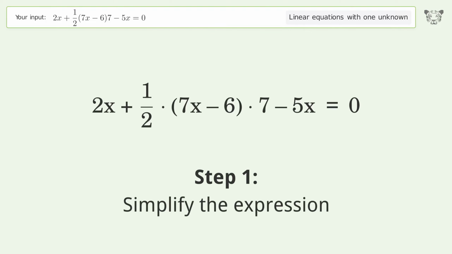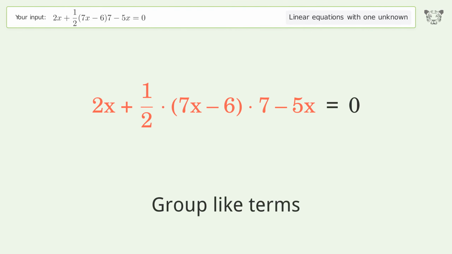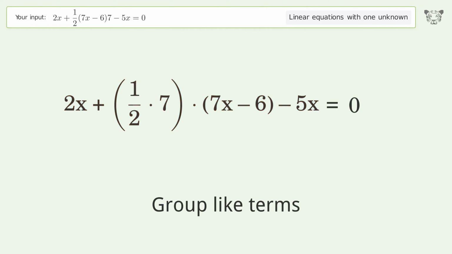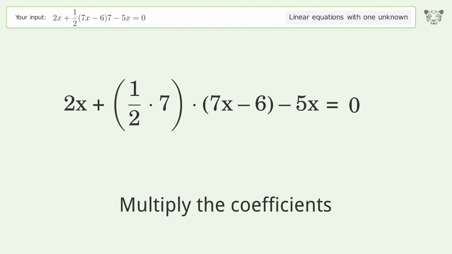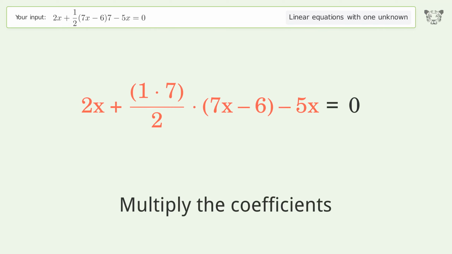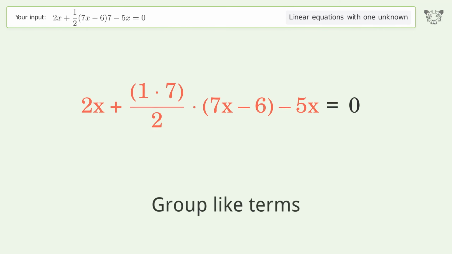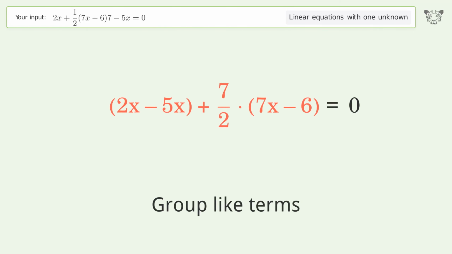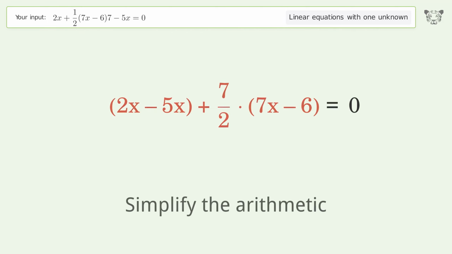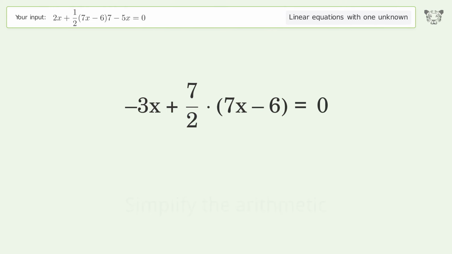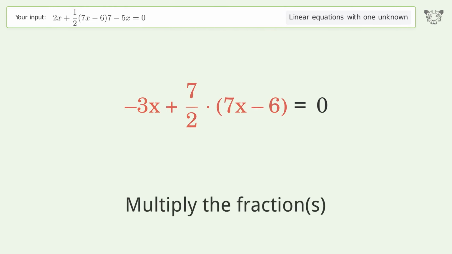Simplify the expression. Group like terms. Multiply the coefficients. Group like terms. Simplify the arithmetic. Multiply the fractions.